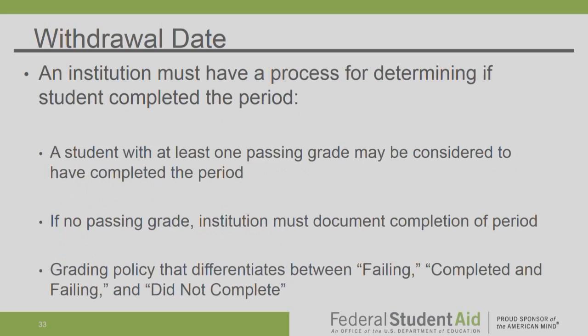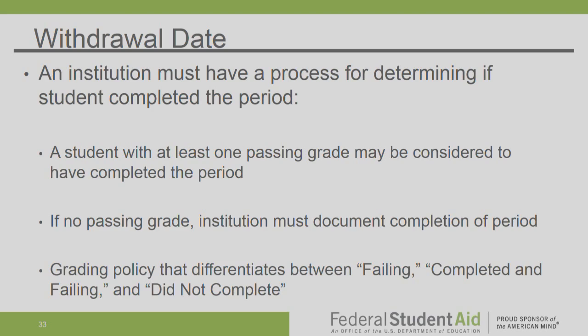So an institution does have to have a process for determining whether a student completed the period when you determine whether you need to do an R2T4 calculation. If a student has a passing grade, a student is considered to have completed the period, so those students will never have to have a withdrawal calculation. If you don't have a passing grade in any course, and you think the student did complete the period, you have to be able to document that the student completed that period in some other way. This can be tricky, and so some schools have created policies that differentiate between failing, completed and failing, and did not complete.